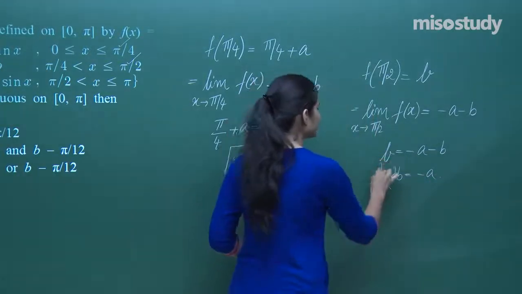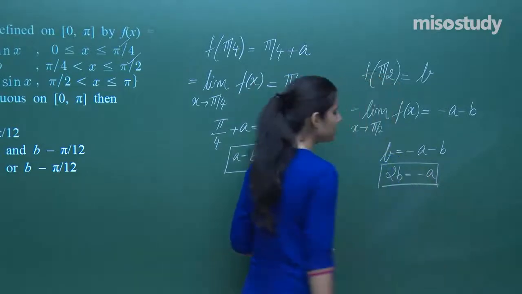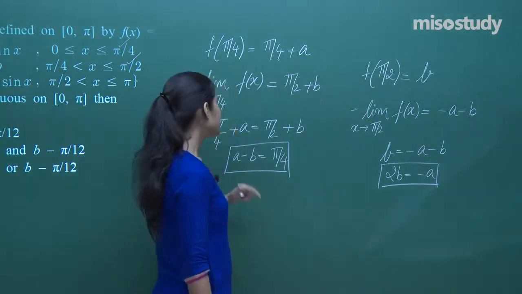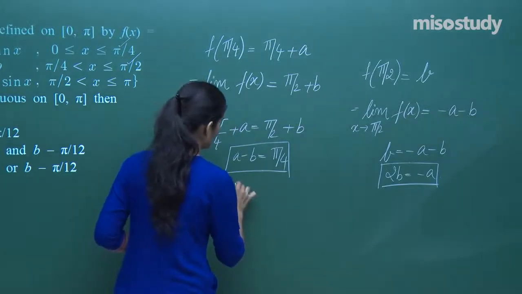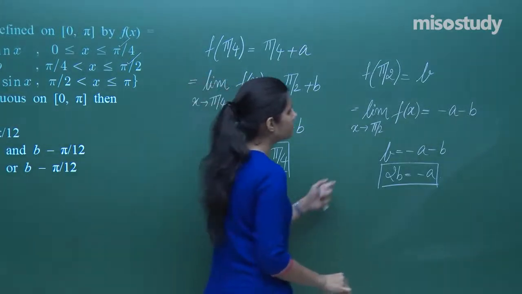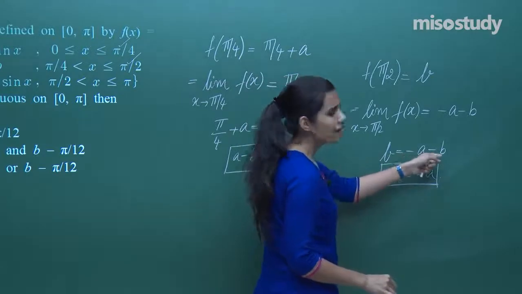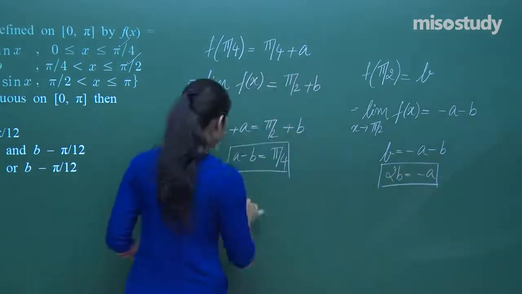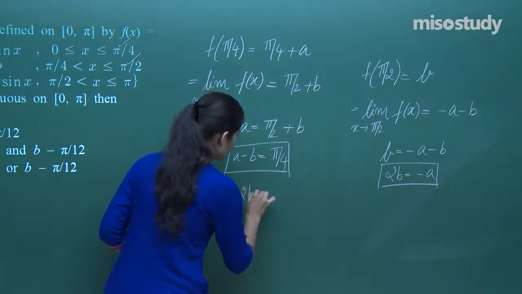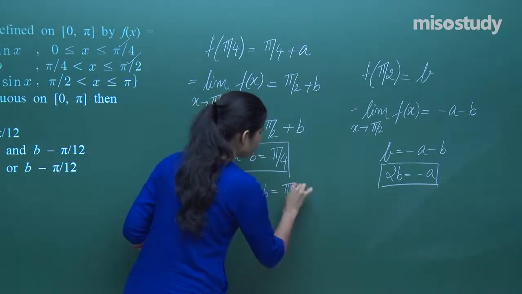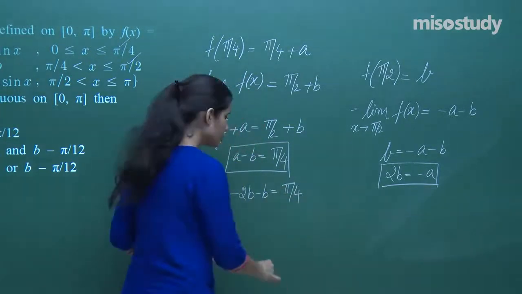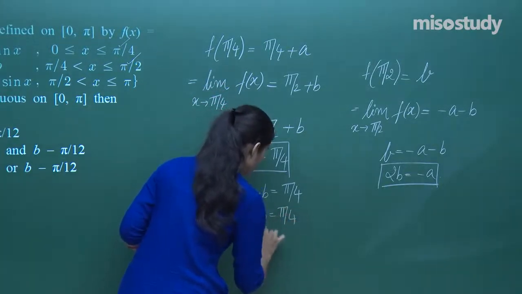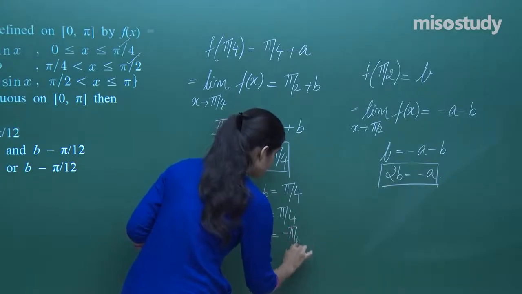Or 2b is minus a. See, we have two relations in a and b, so obviously I can compute a and b now. So if 2b is minus a, that means a is minus 2b. So minus 2b minus b is pi by 4. So minus 3b is pi by 4. b is minus pi by 12.